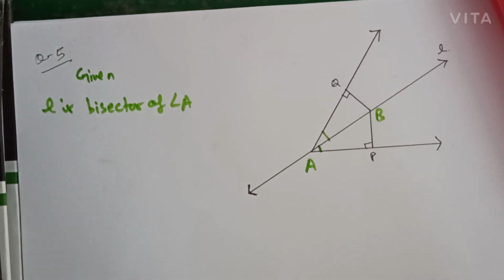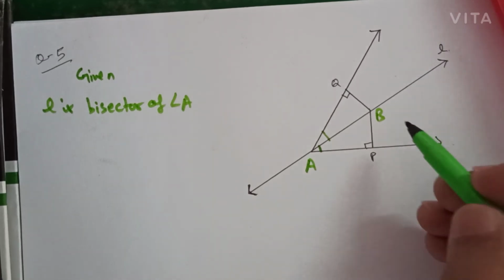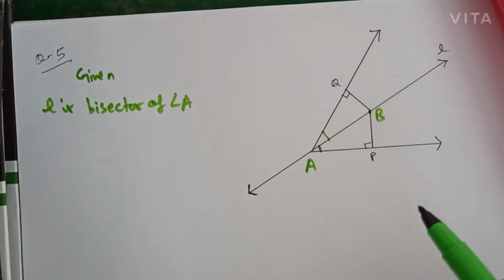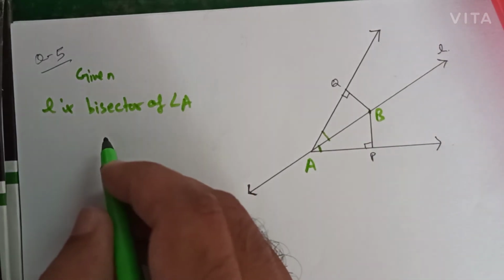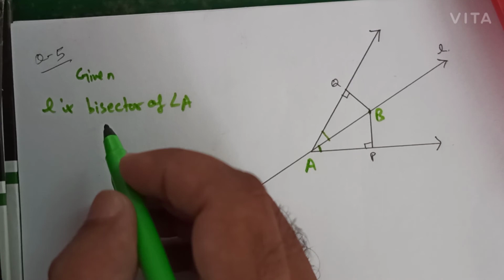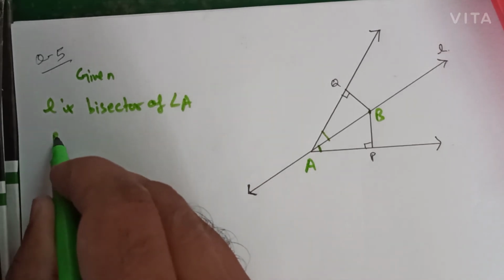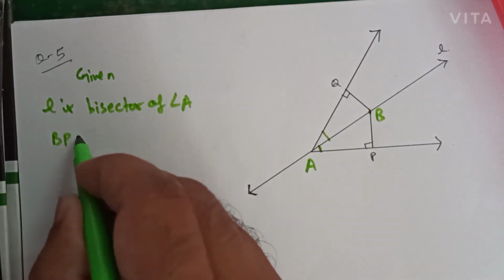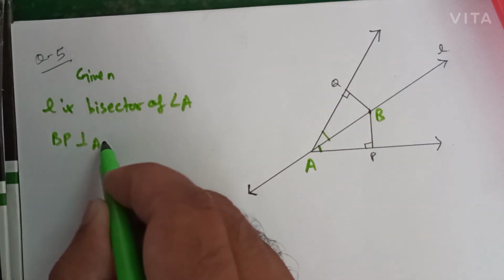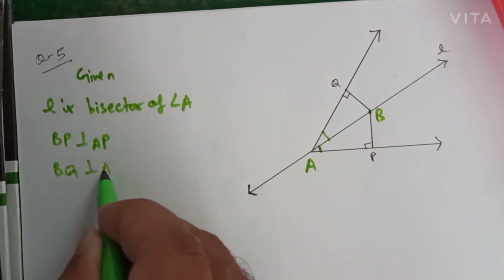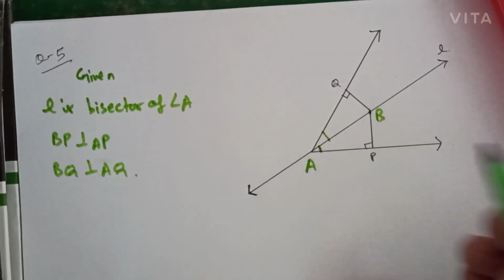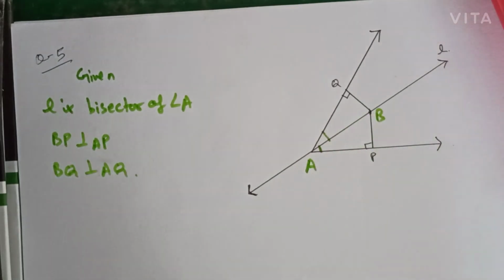And what else is given? B is any point on L. B is this point on line L. BP and BQ are perpendicular. BP is perpendicular to AP and BQ is perpendicular to AQ. This is given. Okay, and to the arms of angle A, show that.